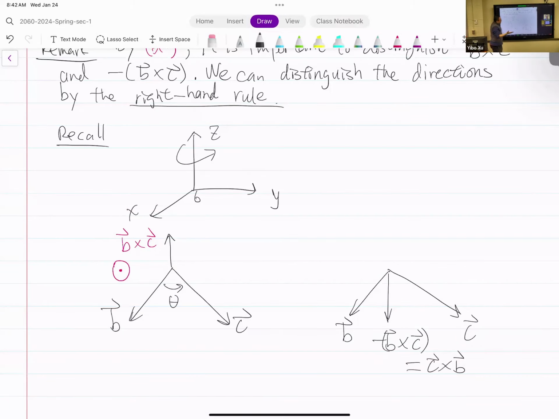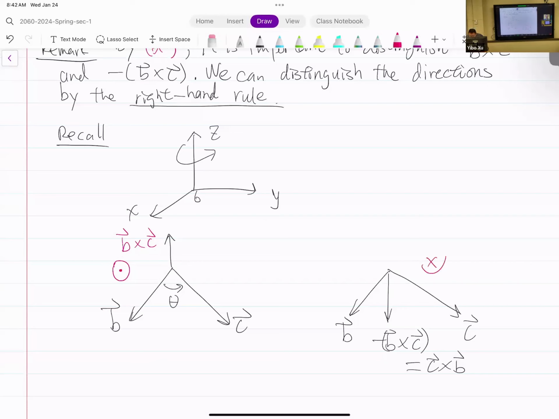So let's look at this screen once again. If you do C cross B, what happens? Now my fingers go along the direction of C, right? I want to bend along B, so I have to do this. My C is to the right, my B is to the left, so I bend like this. Oh, my thumb is going into the wall, okay. So that's exactly opposite to what you have done on the left. Okay?